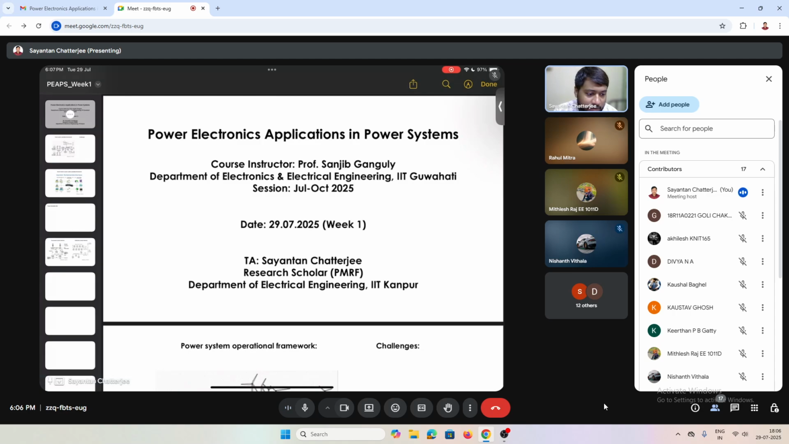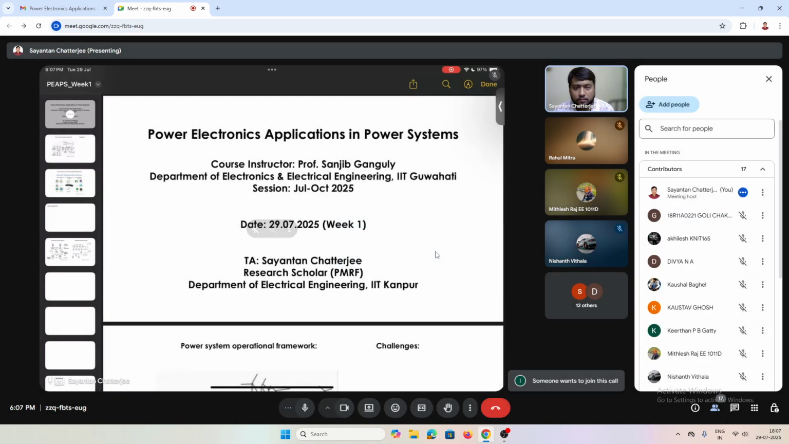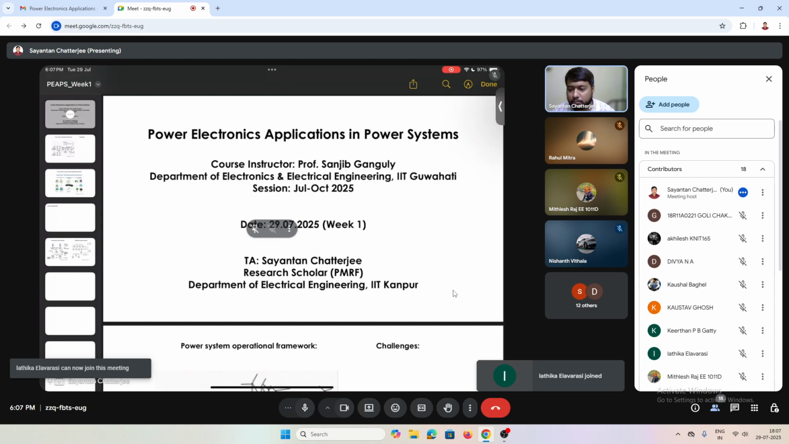So let's begin. First of all, as we all know, Sir has also discussed the need of power electronics integration in the power systems, and to improve the voltage profile and all these things. Additionally, the global aim for India is to reduce the carbon footprint by 50% by 2030, and 100% by 2070.